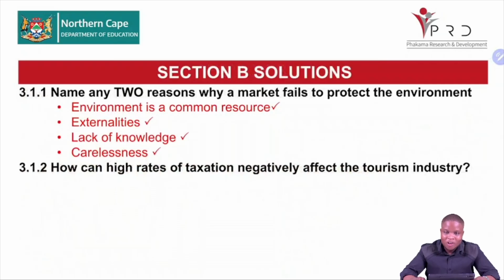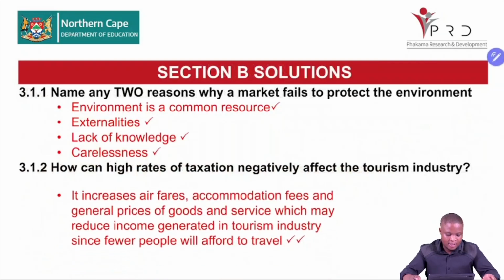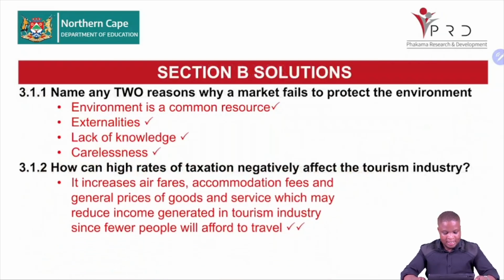How can high rate of taxation negatively affect the tourism industry? High taxation, less demand. Then there's less demand in the tourism industry. It increases the airfares, accommodation fees, and general price of goods and services, which may reduce income generated in a tourism industry, since few people will afford to travel. So high taxes means that fewer people can afford to travel, then the income and profit of a tourism based industry will be affected.